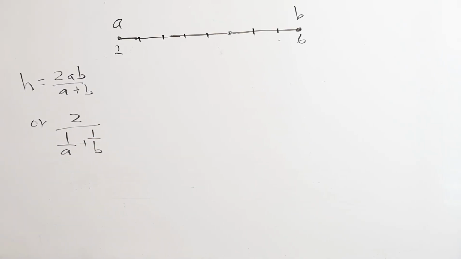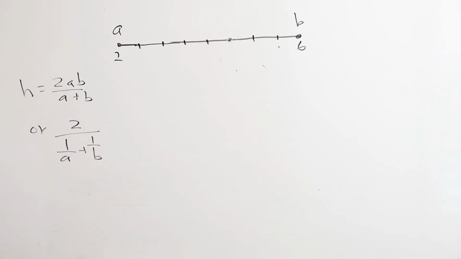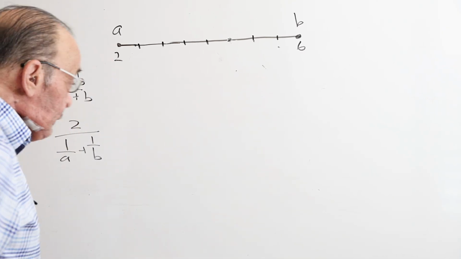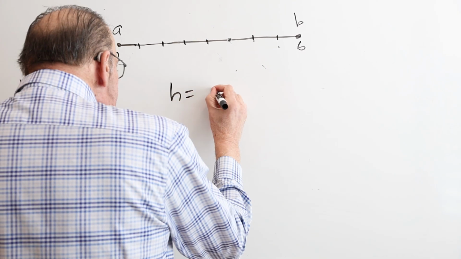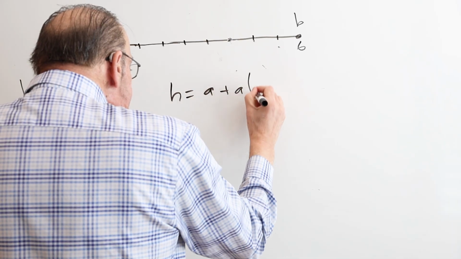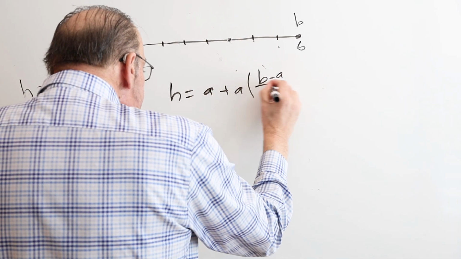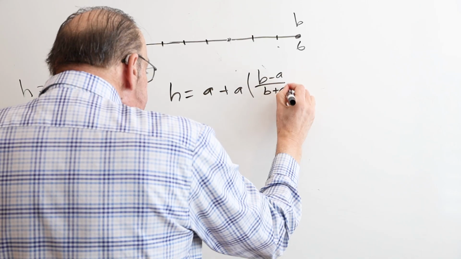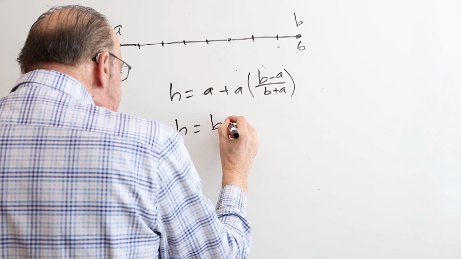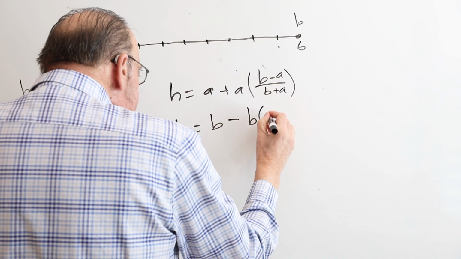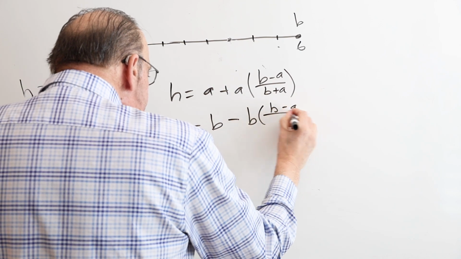For the harmonic mean of two numbers A and B, I want to introduce a couple of new formulas. One is H equals A plus A times (B minus A) over (B plus A), or H equals B minus B times (B minus A) over (B plus A).